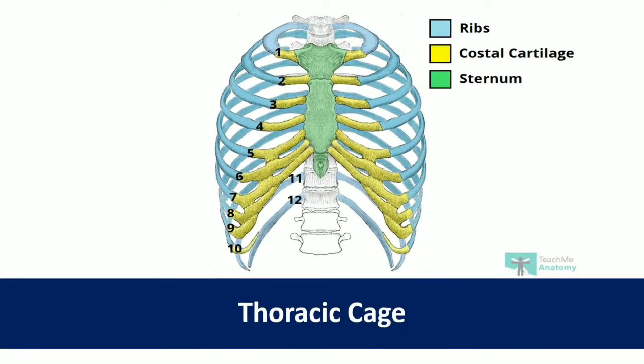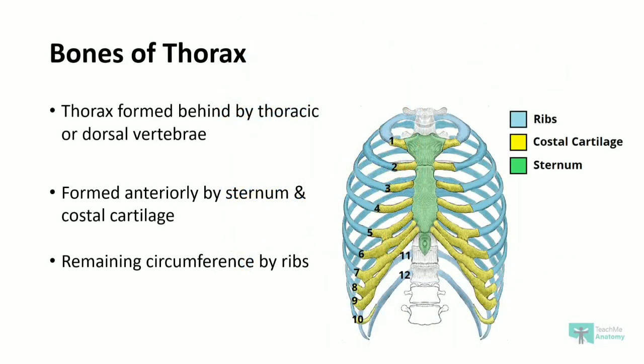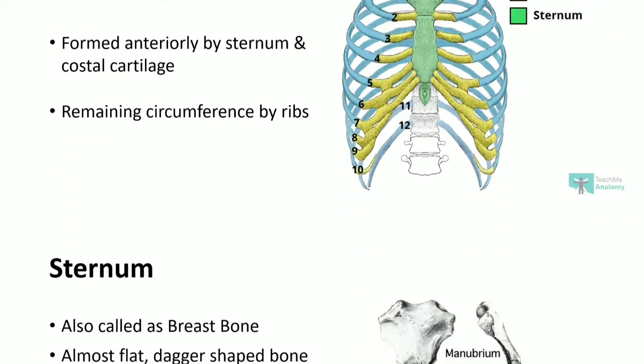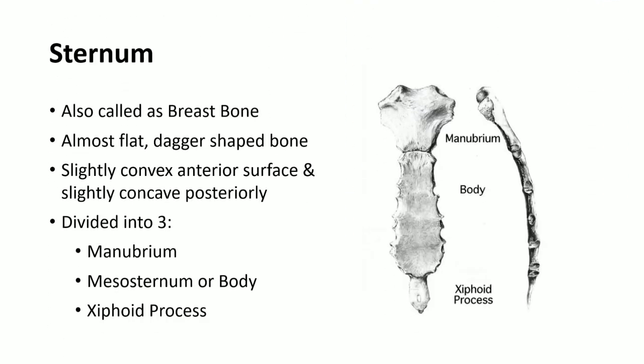Now without wasting time, let's talk about the thoracic cage. The thorax is formed from behind by the thoracic vertebrae. Due to this, thoracic vertebrae are also called dorsal vertebrae. Our thoracic cage is mainly made up of various ribs, but it also contains one important bone called the sternum. So let's talk about the sternum first.